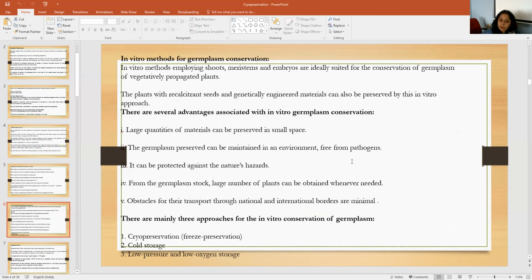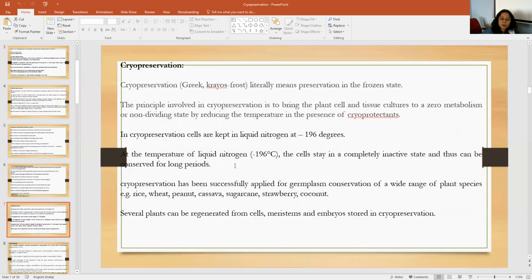There are mainly three approaches for the in vitro conservation of germplasm. It can be cryopreservation, cold storage, or low pressure, low oxygen storage. The most important being cryopreservation. So what exactly is cryopreservation? Cryopreservation literally means preservation in the frozen state.